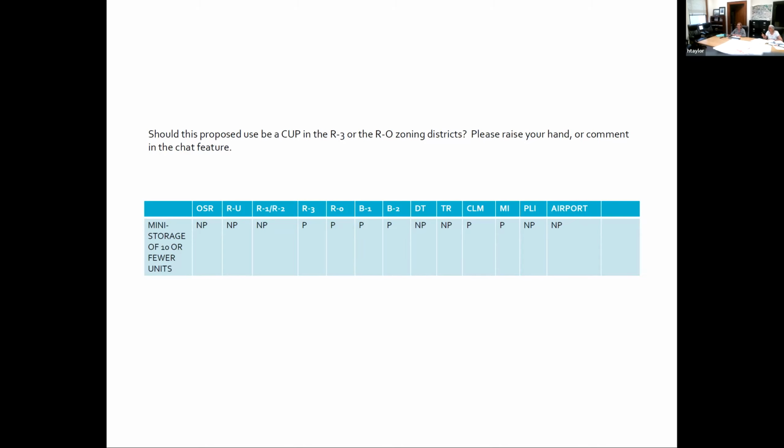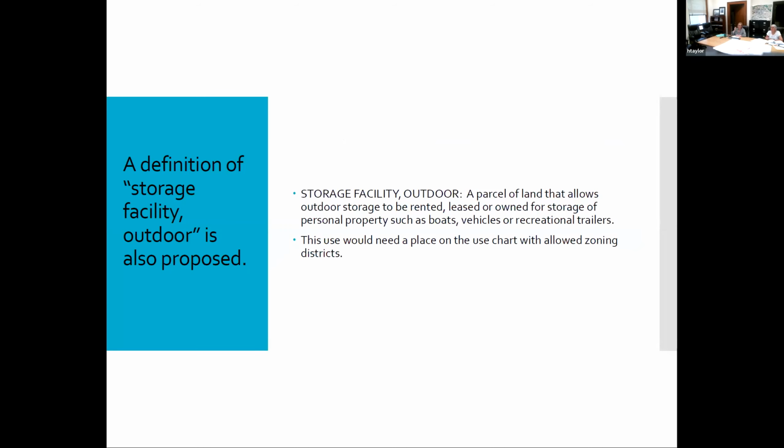Wasn't there one on, is there storage units in the city, outdoor storage in the city? Oh, there was, yeah. Do we want to talk about what districts we should allow outdoor storage? You want to go to the next slide, Stephanie? So we have, oh, yeah, that one. Outdoor storage would be a parcel of land that allows outdoor storage to be rented, leased, or owned for storage of personal property such as boats, vehicles, or recreational trailers. If you scroll up, I think there is a question on if there is some in the city.